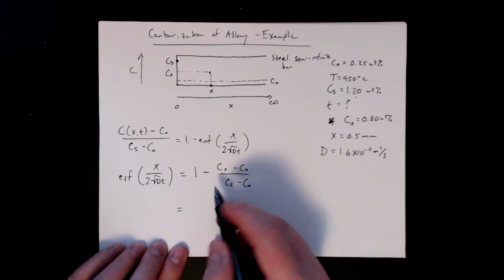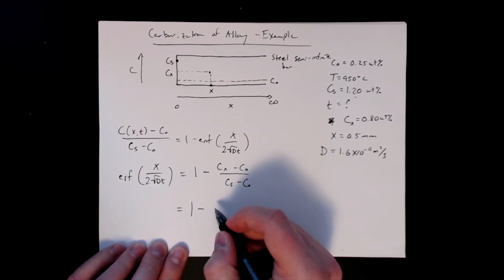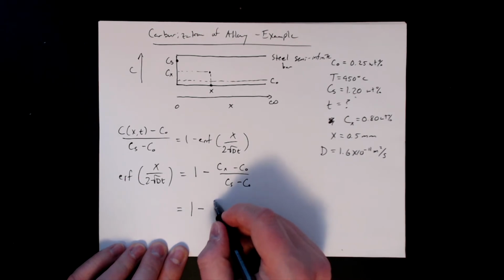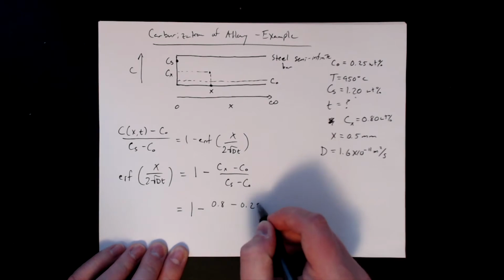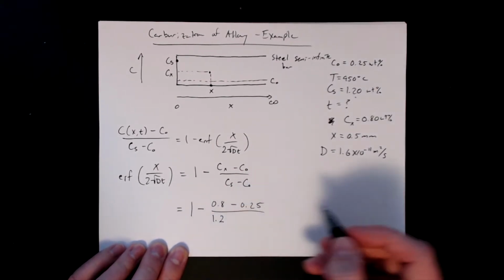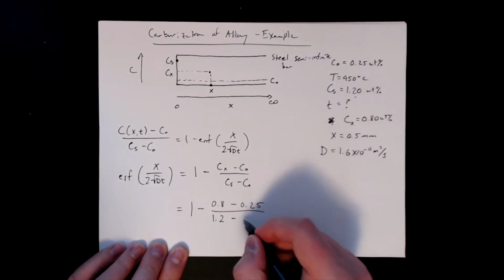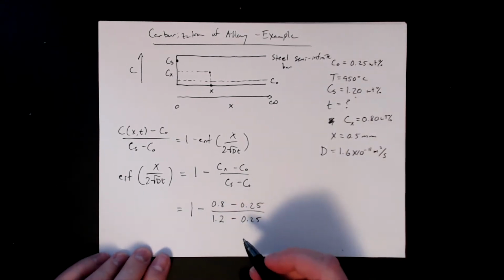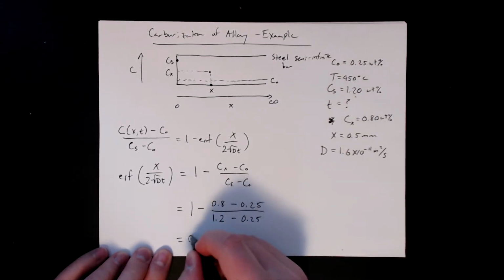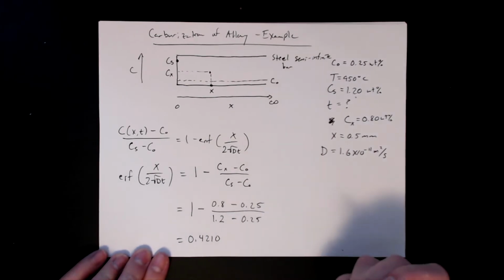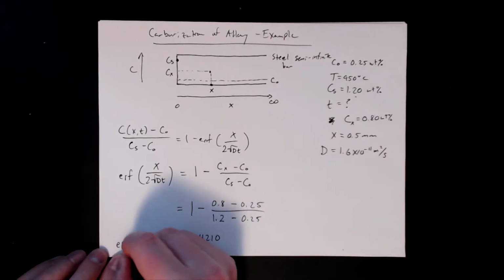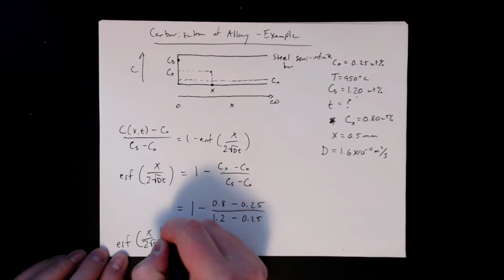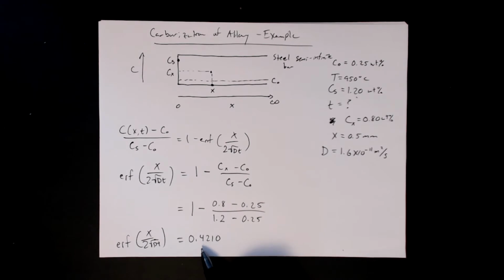So we know what this is. So this is going to be 1 minus, and this is the concentration of X, so 0.8 minus 0.25 over 1.2 minus 1.25. So we know what that is, and if we plug in all those numbers, we should get that this is 0.4210. So the ERF of this is equal to 0.4210.